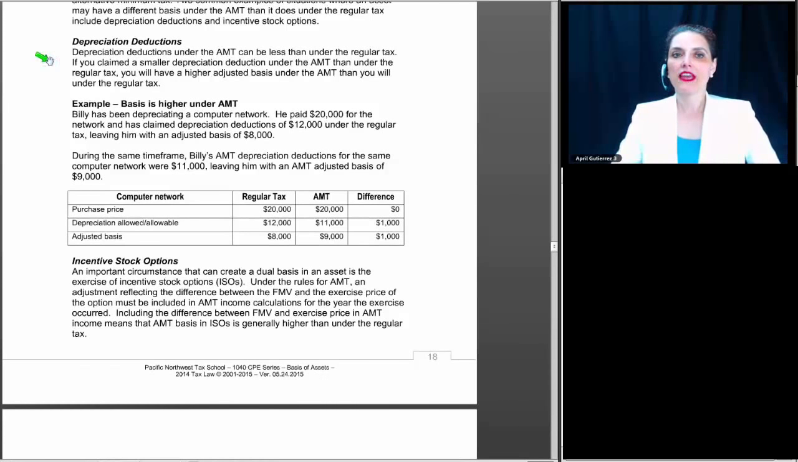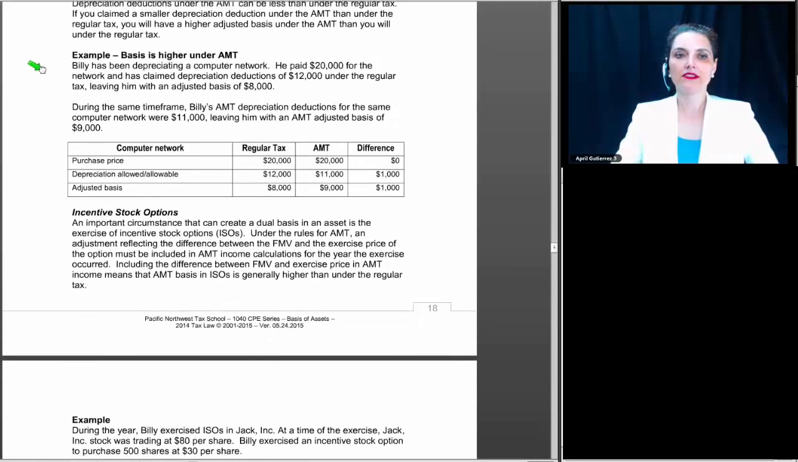Depreciation deductions under the AMT can be less than the regular tax, and if you claimed a smaller depreciation deduction under the AMT than under the regular tax, you will have a higher adjusted basis under the AMT than you do under the regular tax. And here is an example of what I mean.